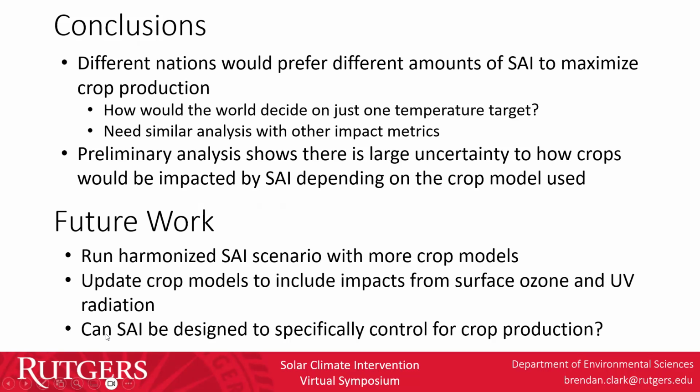And then another thing I'm working on is seeing if SAI can be designed to specifically control for crop production metrics. So all of the scenarios I've been showing so far use a feedback control algorithm to control for global temperature metrics. So seeing if you can use that algorithm to instead control for crop production metrics is something that I'll be looking into. But yeah, that's pretty much all that I have.